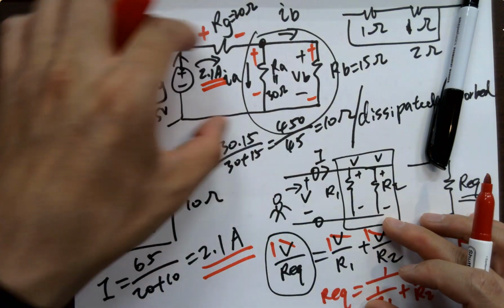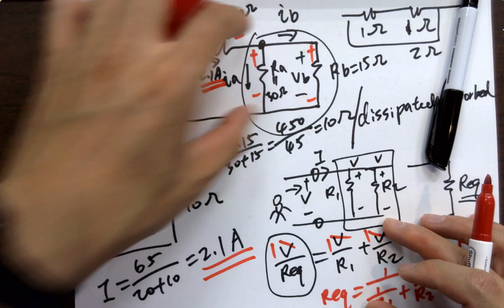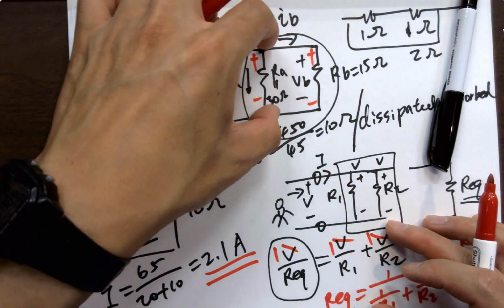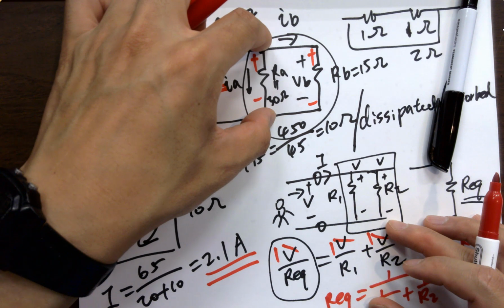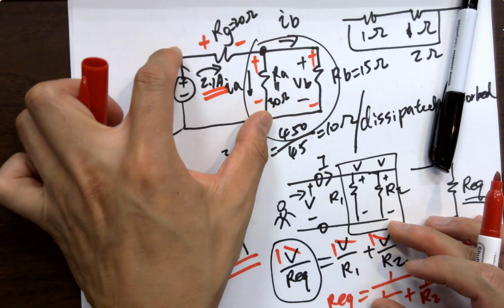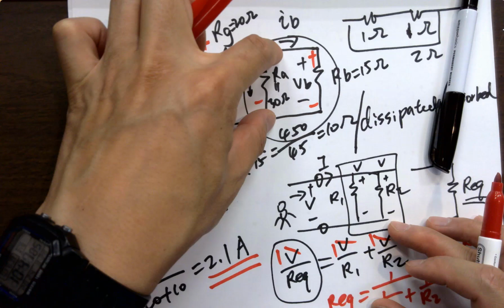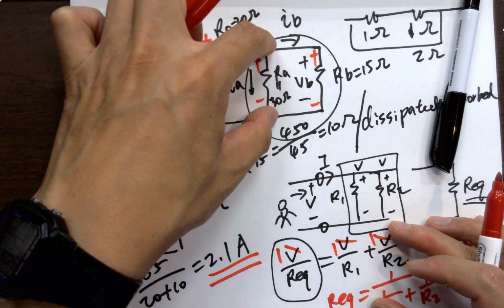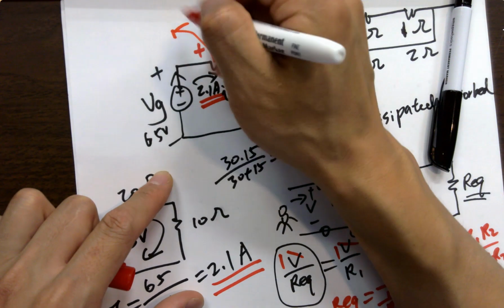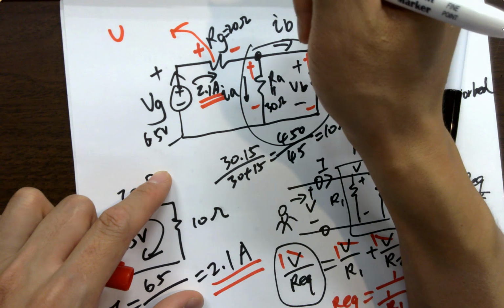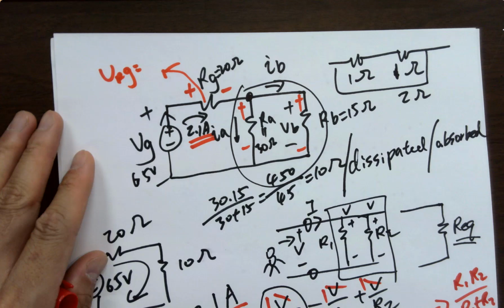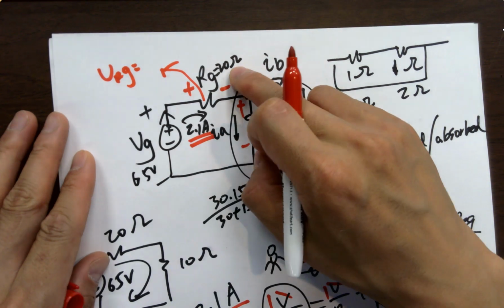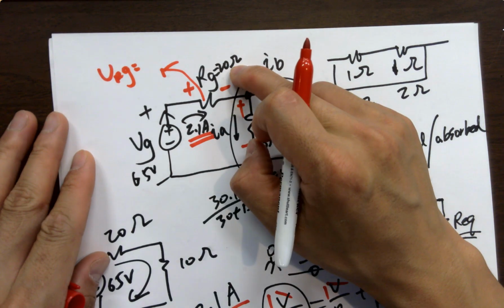Do you know the voltage across it? Not yet. You know the voltage here, but not the voltage here. So how do you get the voltage here? It's a voltage drop, right? So this is 65 volts, dropped by something. So what's the drop here? So that's VRG, right? What is it? 2.1 amps times this guy, which is 22 volts.